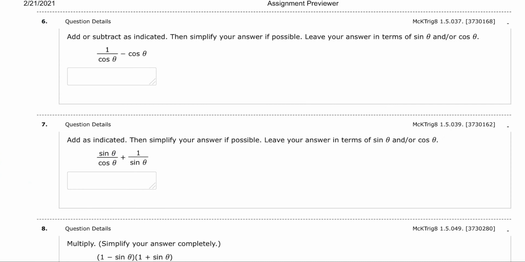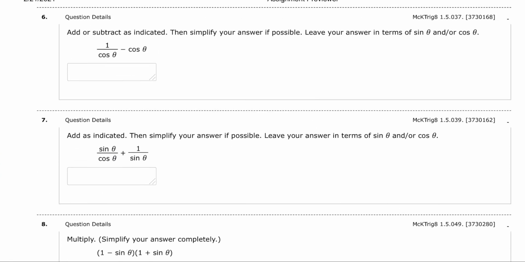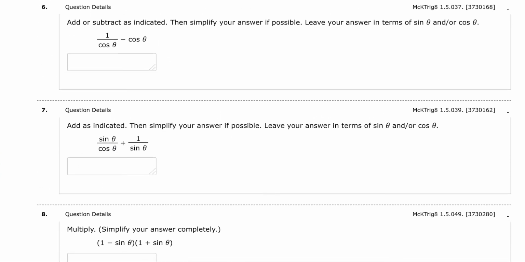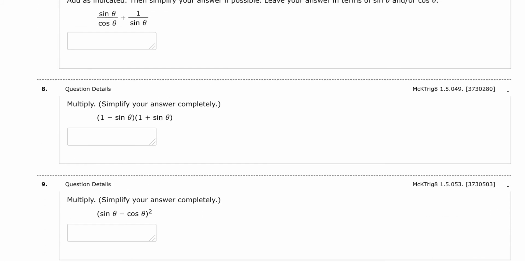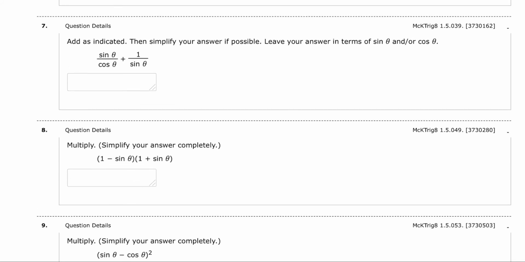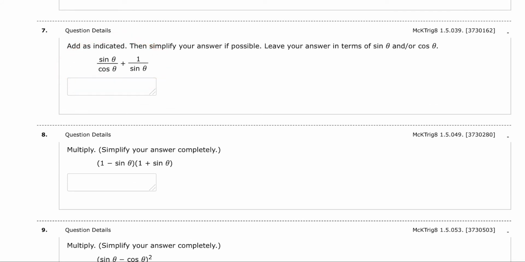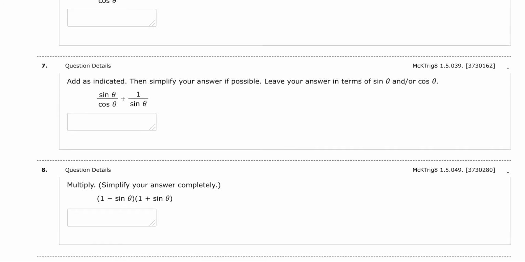Move on to the next problem. So these are very similar to what we were doing in the previous problem, so I think I'm going to leave that one up for you guys. I will do this one, and that'll pretty much conclude this section. So let's look at number 7.